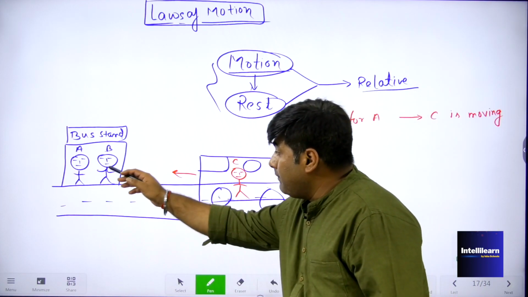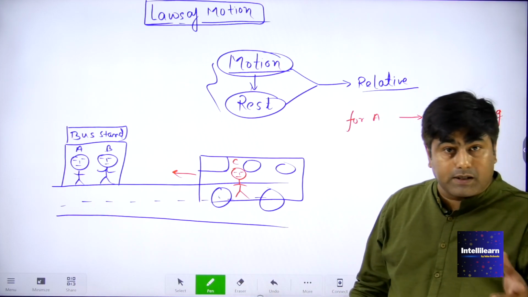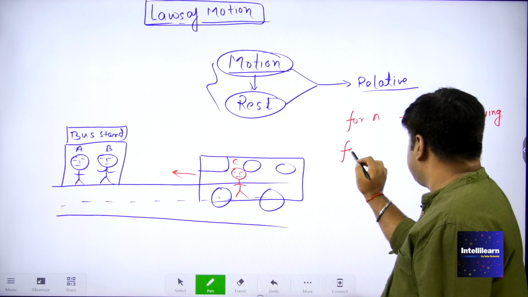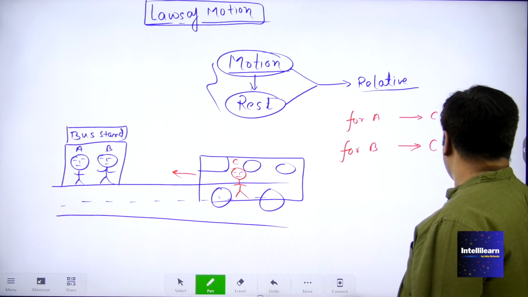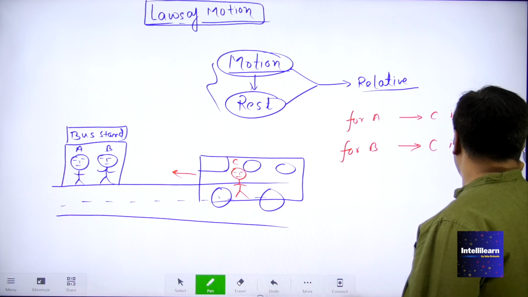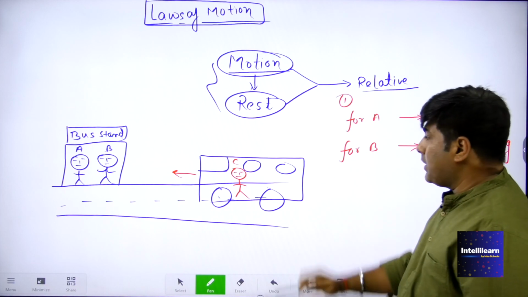Similarly, B will also look at C. If A tells B, then B will look at C. Oh yeah, the bus is moving. So for B, C is moving because the bus is moving. Everything inside the bus is also moving. So C is moving. Now, this is situation number 1.